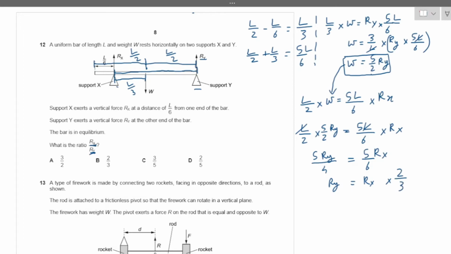Remember, we need to get it into the ratio of Rx over Ry. So 3 goes to the numerator and 2 goes to the denominator, with Rx over Ry on the other side. So Rx over Ry equals 3/2. Look here, option A is correct. 3/2.